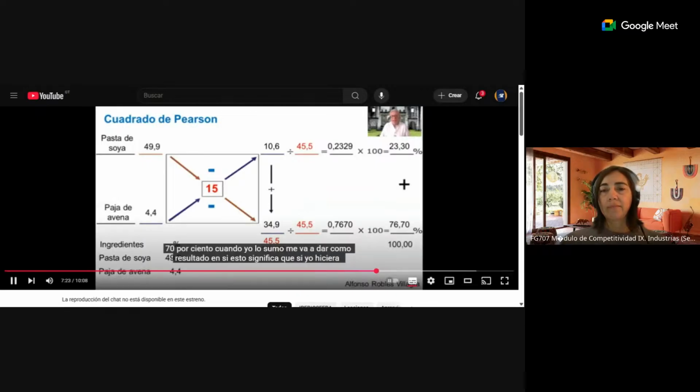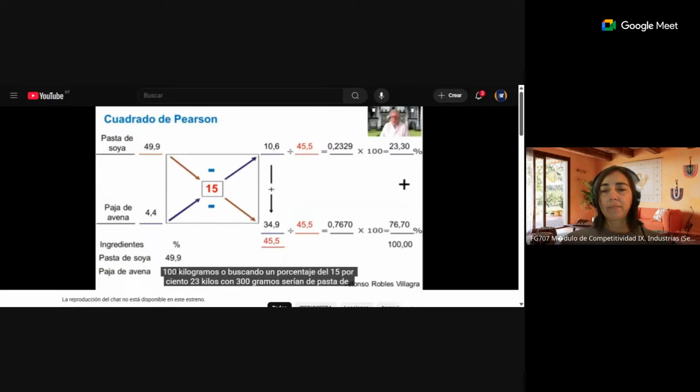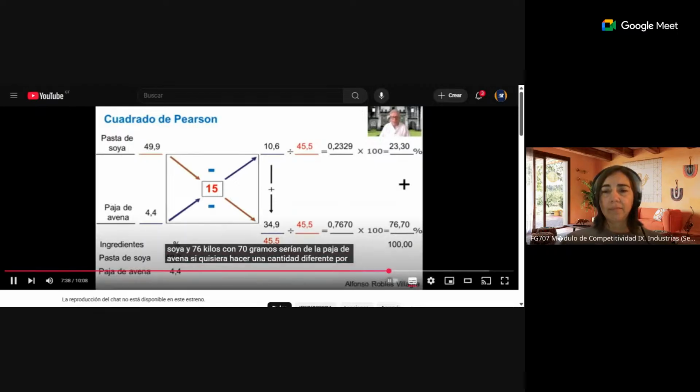Esto significa que si yo hiciera 100 kilogramos buscando un porcentaje del 15%, 23 kilos con 300 gramos serían de pasta de soya y 76 kilos con 70 gramos serían de la paja de avena. Si quisiera.